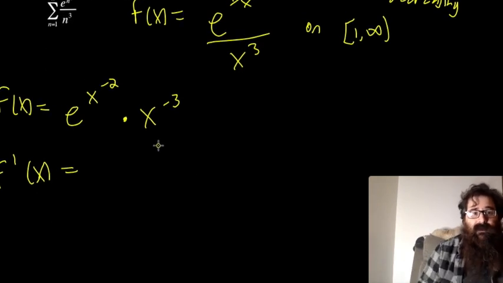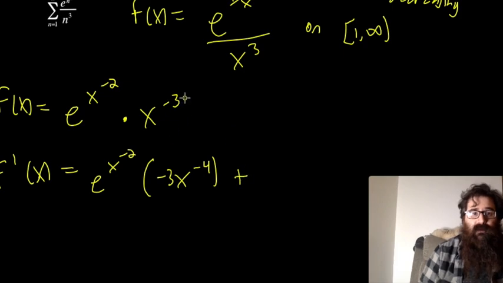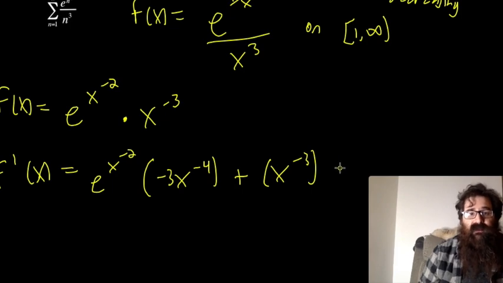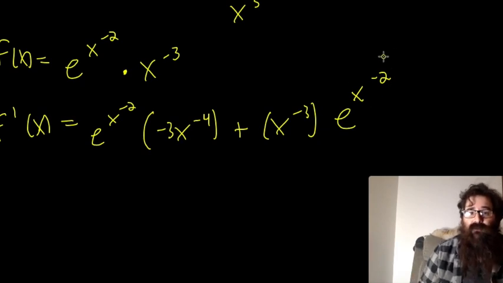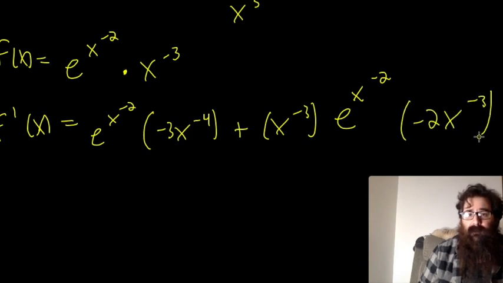So let me rewrite e to the x to the minus 2 times the derivative of x to the minus 3, which is minus 3x to the minus 4. And I can add to this. Now I'm going to rewrite x to the minus 3 times the derivative of my exponential function, the derivative of e to the stuff, and this is where I need chain rule. The outer derivative, the derivative of e to the stuff, is just e to the stuff. But then I have to remember to multiply by the derivative of the exponent. And the derivative of x to the minus 2 gives me minus 2x to the minus 3.